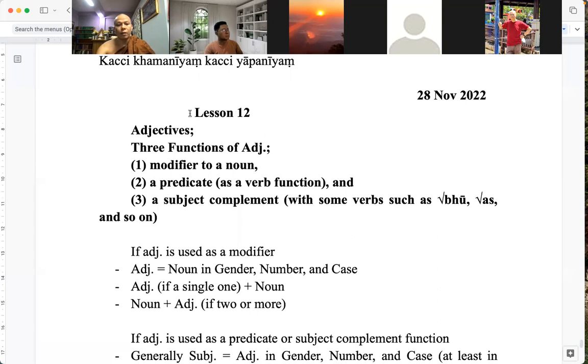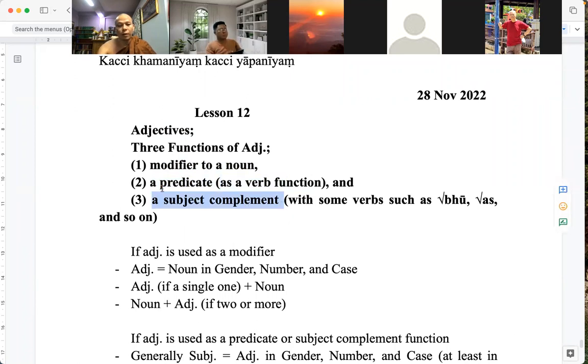Okay, now in Pali, adjectives are used in three ways. So, three functions of the adjective in Pali. The first one is a modifier to a noun. The second one is the predicate function, that means a verb function. And the last one is subject complement.